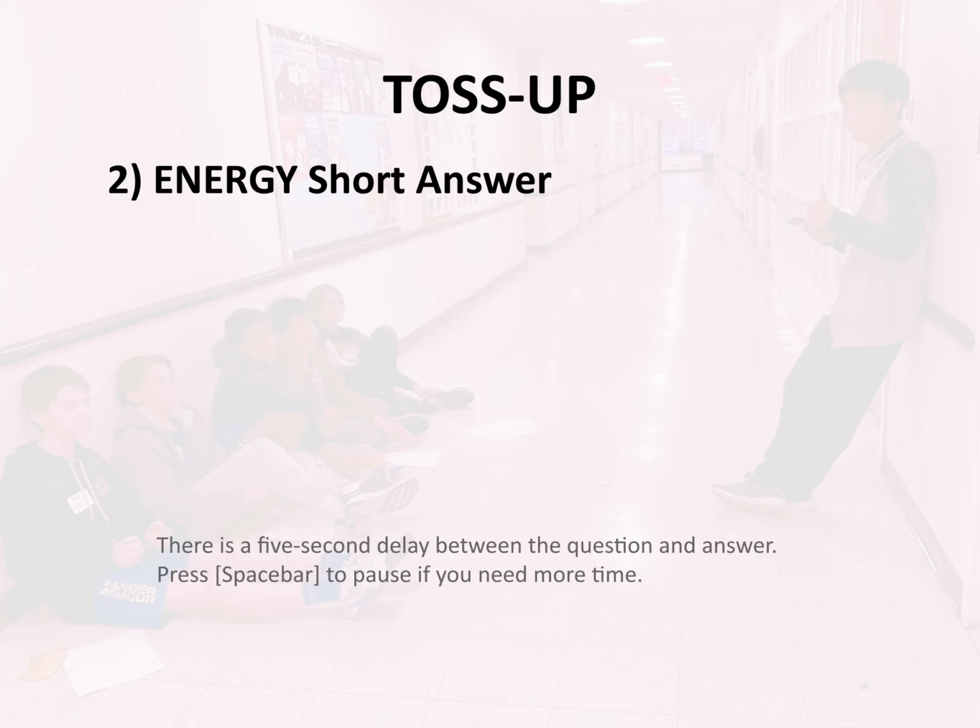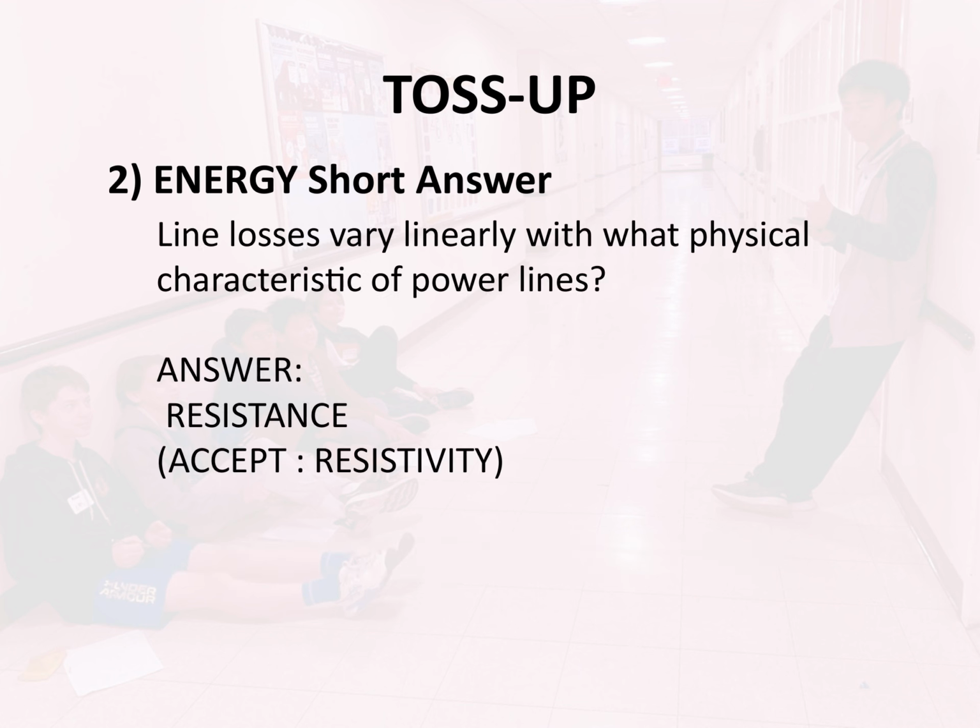Toss-up 2. Energy short answer. Line losses vary linearly with what physical characteristic of power lines? Answer. Resistance.